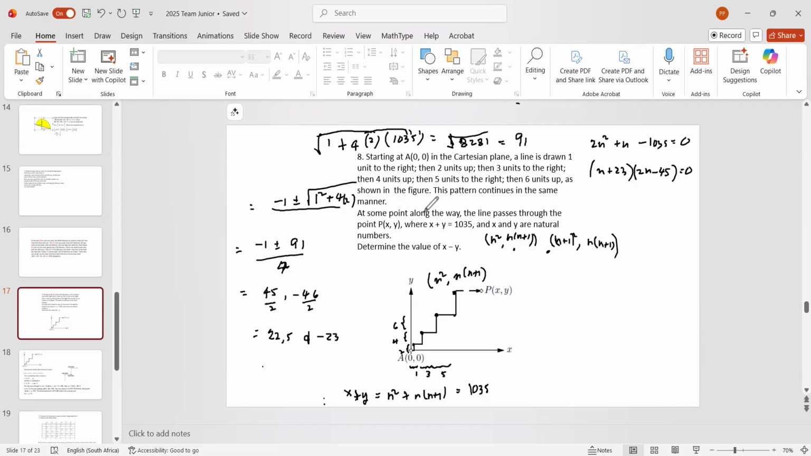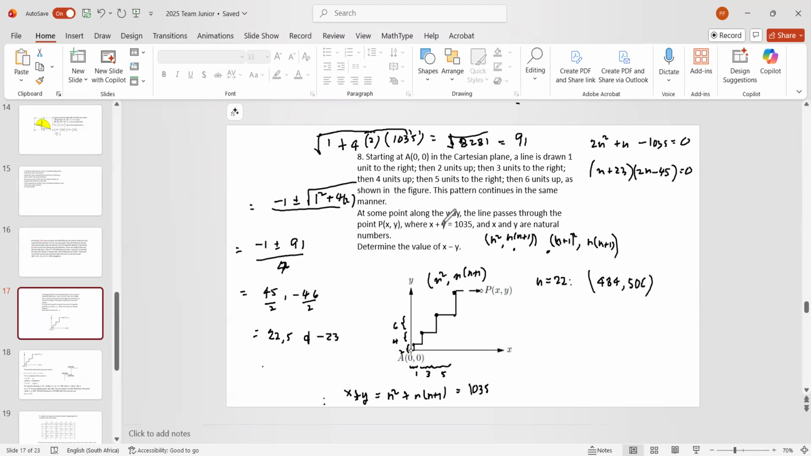But you see, at some point along the way, the line passes through this point. We are not talking about necessarily those points, but some point along the way, it could be here somewhere. So let's see, the closest value of n is 22. So let's try n equals 22. Then the point that we have here is 22 squared, which is 484. And this is 22 times 23. And that gives you 506.